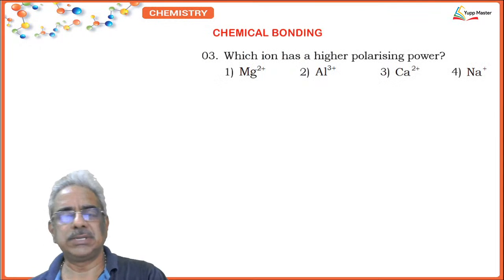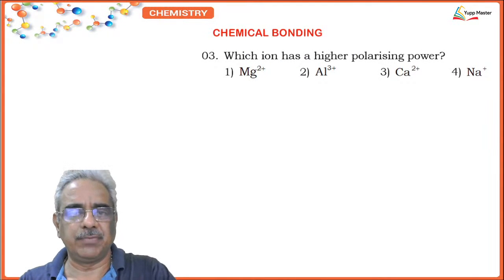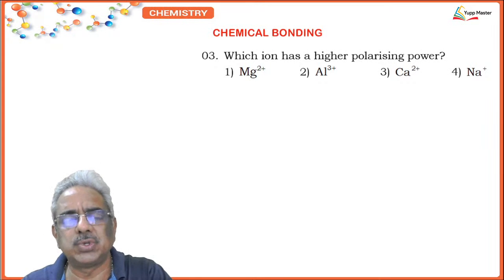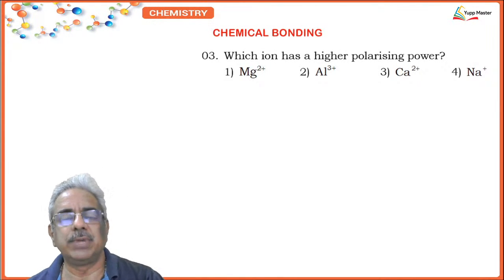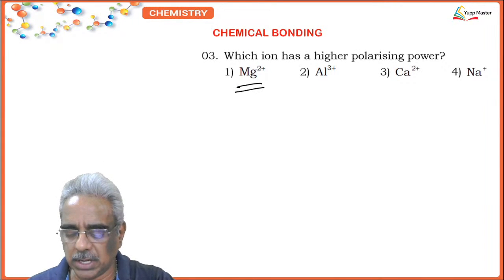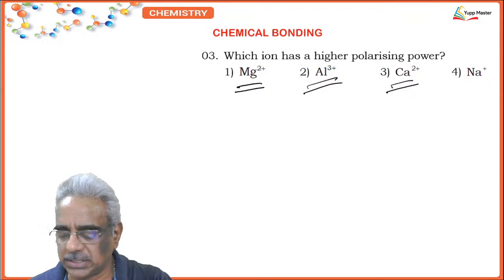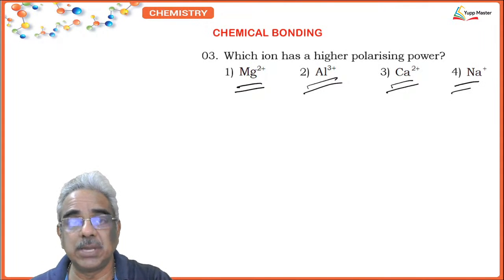See, again a simple ion is given. These are all just warm-up exercises. Students should get casually used to speaking about all this polarizing because in future we make many conclusions based on this. Magnesium ion is given, aluminum ion is given, calcium ion is given, sodium ion is given. Which has highest polarizing power?